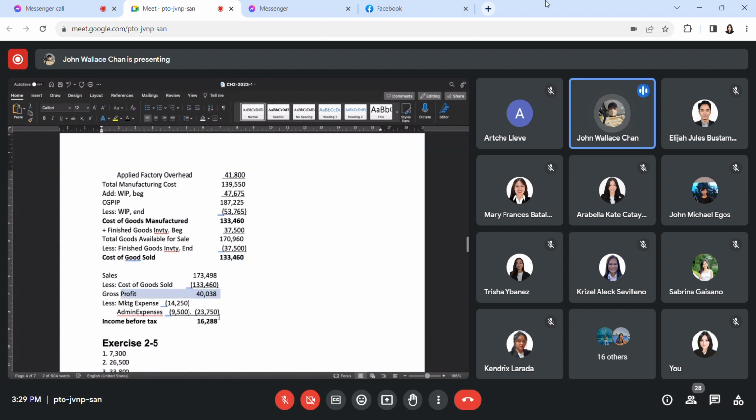Then we subtract our operating expenses, which are your marketing expenses and your administrative expenses, which were given in the transactions above a while ago. So if you total your marketing and your administrative expenses, it totals to 23,750 pesos. So gross profit minus your OPEX will give us our net income before tax, which is 16,288 pesos.